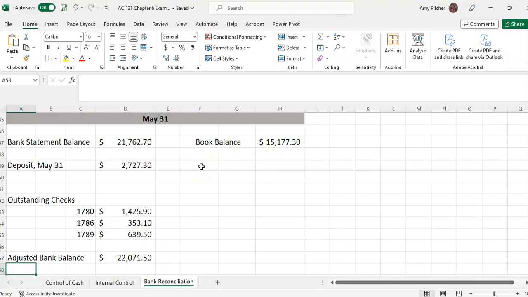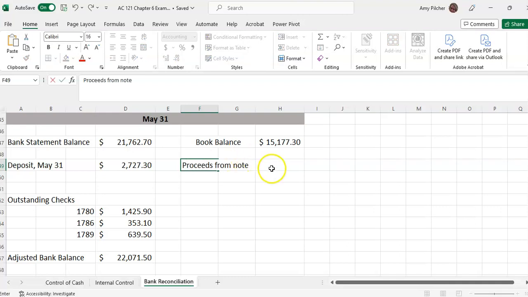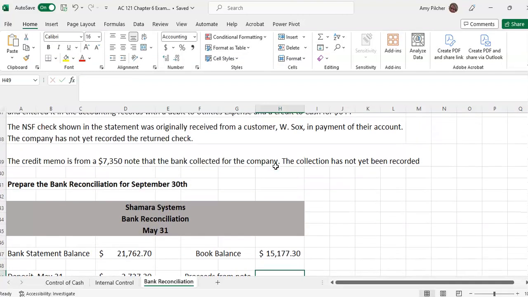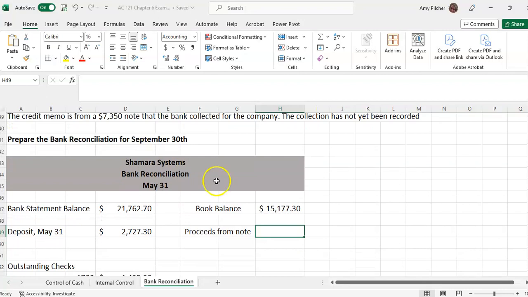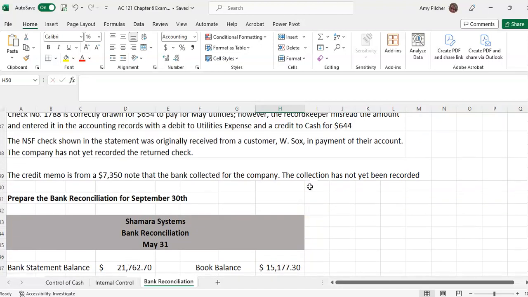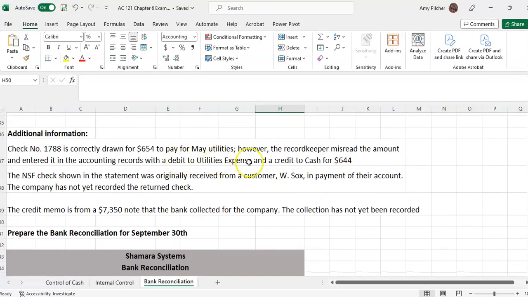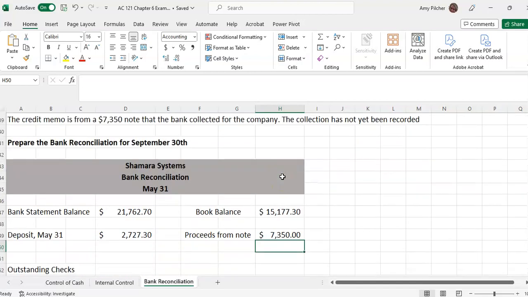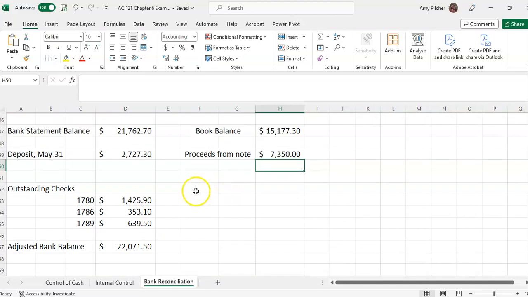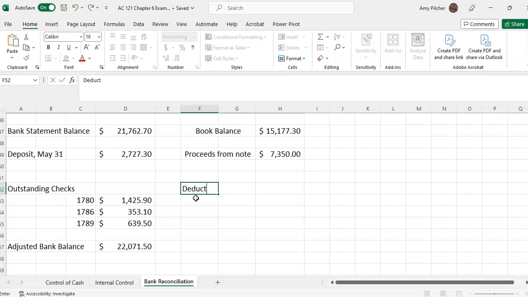Now we want to make adjustments to our book side. So the first thing we need to add is the proceeds from the note. It told us in our information that we have this note that was collected by the bank of $7,350. Now we want to see, is there anything else that we need to add? Nope, this is a subtraction, that's a subtraction. Okay, so now we need to deduct, and we have a list of things.